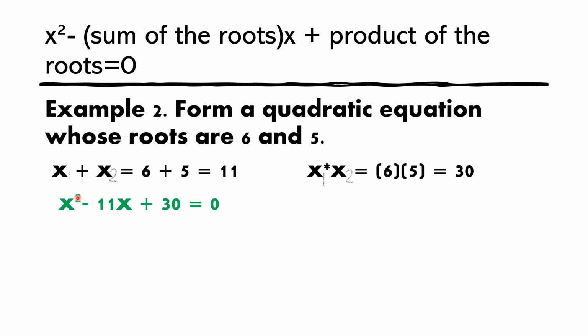And the resulting quadratic equation now is x squared, just copy that one, minus the sum of the roots, which is 11, so minus 11 times x, plus the product of the roots, and that is 30. So this is now the quadratic equation that we formed. X squared minus 11x plus 30 is equal to 0.